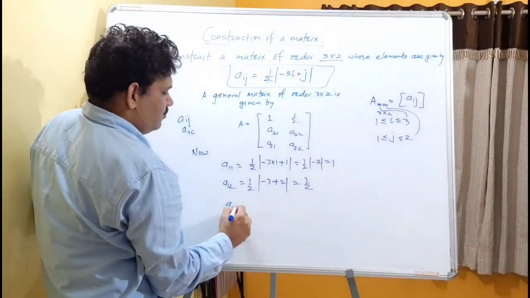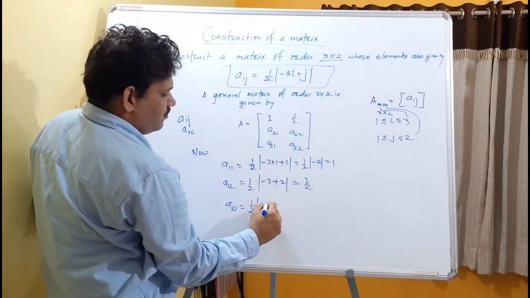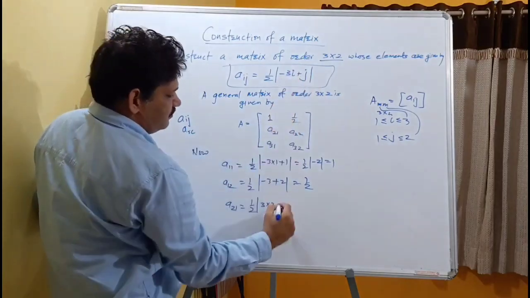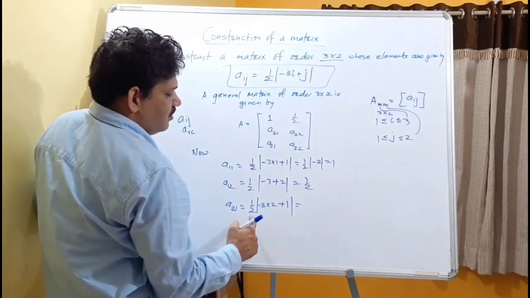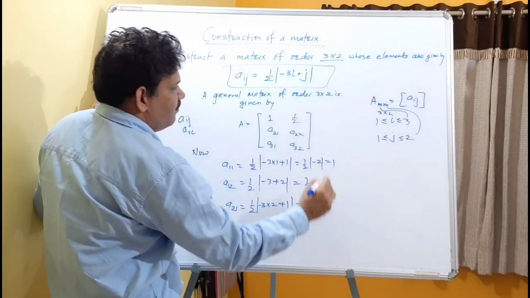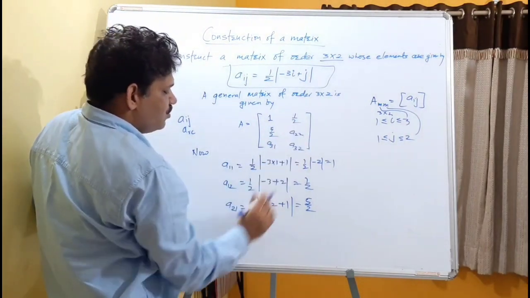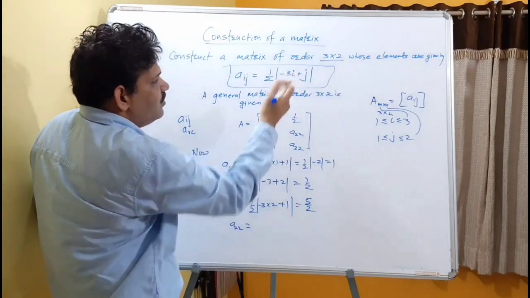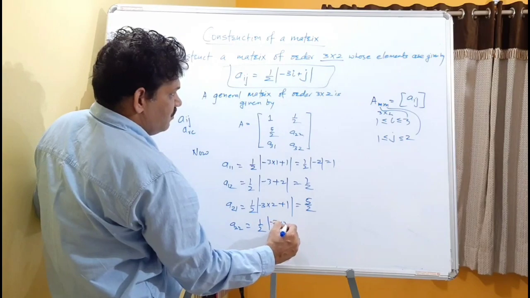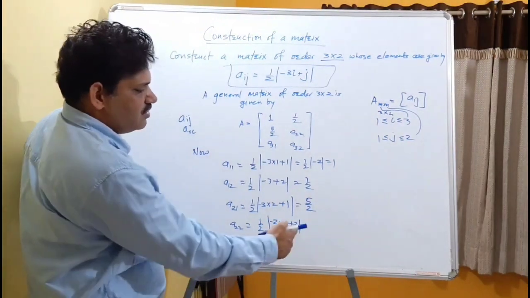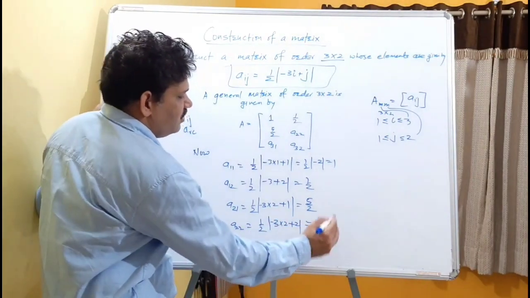Again we need A21. For that we replace i by 2 and j by 1. So this gives me minus 6 plus 1, that is minus 5. The modulus is 5, so this is simply 5 by 2. Now A22. Replace i by 2 and j by 2. So this gives me minus 3 times 2 plus 2, so minus 6 plus 2 is minus 4. The modulus of minus 4 is 4, and 4 divided by 2 will give you 2.